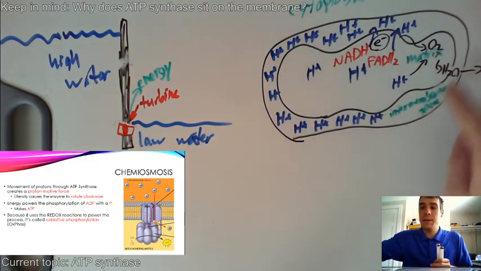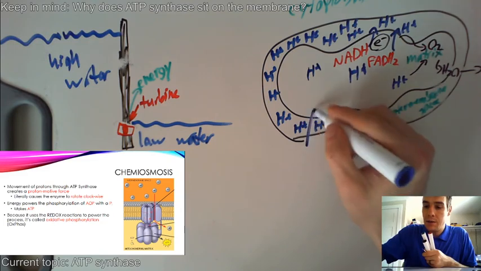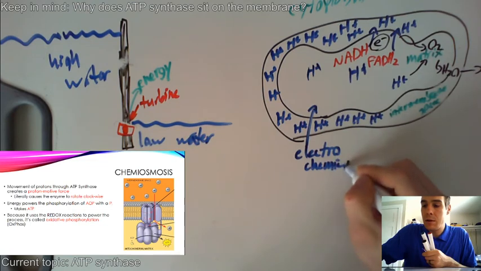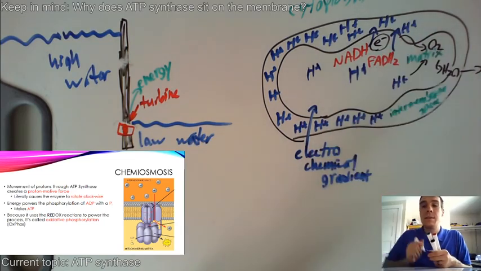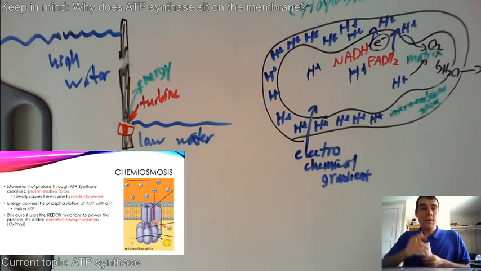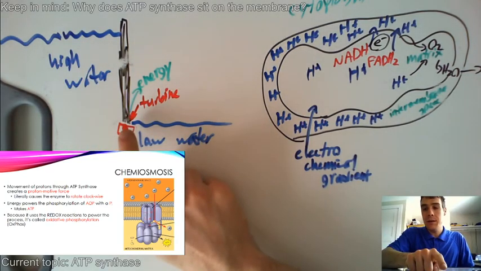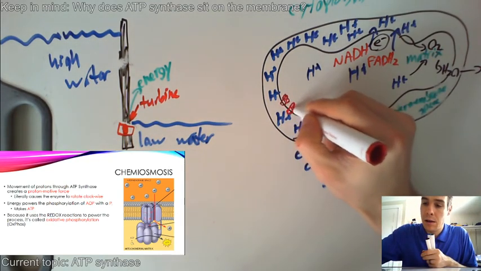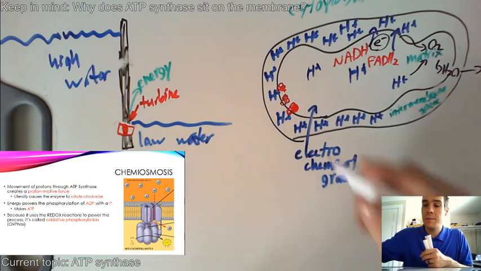So we're building up this crazy gradient up here. That gradient has a name. It's called an electrochemical gradient. So there's this electrochemical gradient that's trying to push the H pluses in, just like we have a gravity gradient trying to push our water in. And there's a turbine in the way, and that turbine is what you see in your note on this side here. That is ATP synthase.